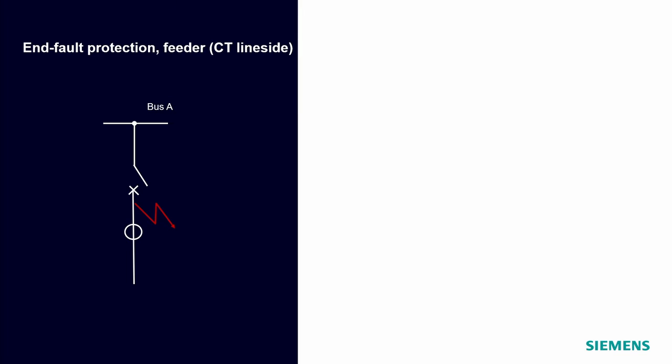Okay, thank you. The second scenario we want to look at is a feeder with the CT on line side. The measuring range from the protected zone goes down to the CT. So a fault between the circuit breaker and the current transformer looks like an internal fault for busbar A. But since the circuit breaker is already open, the fault cannot be cleared by switching off the busbar. So bus A would operate unnecessarily.